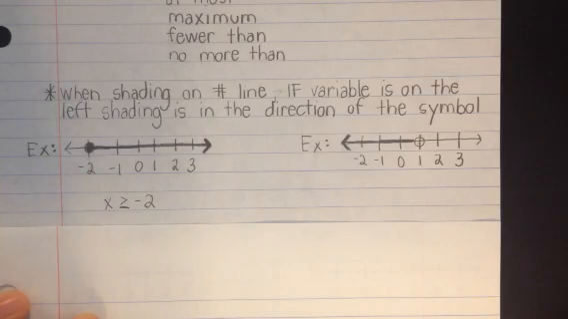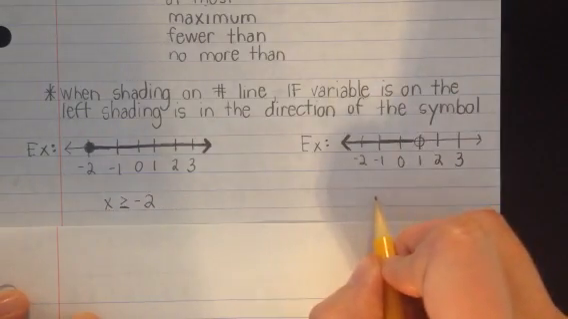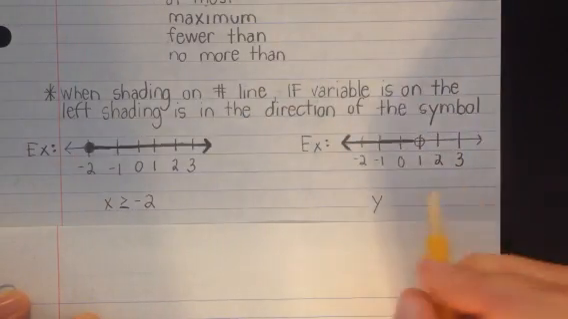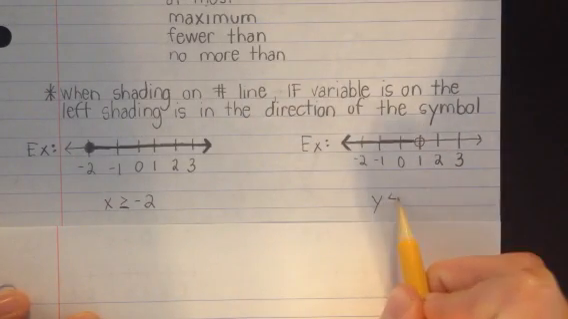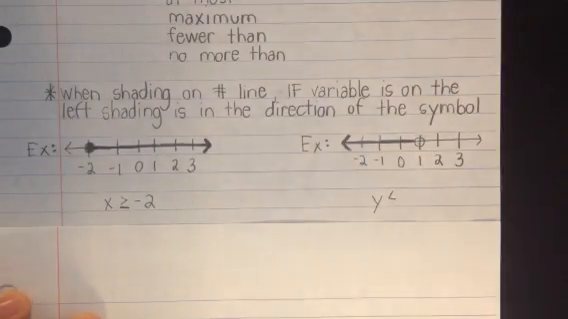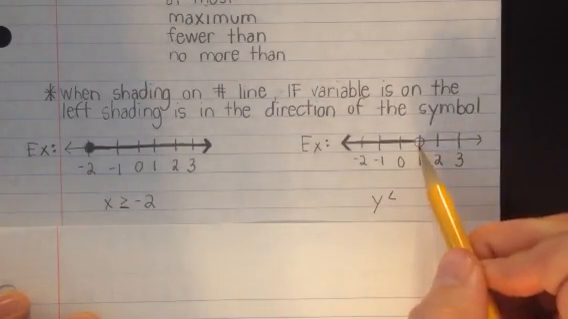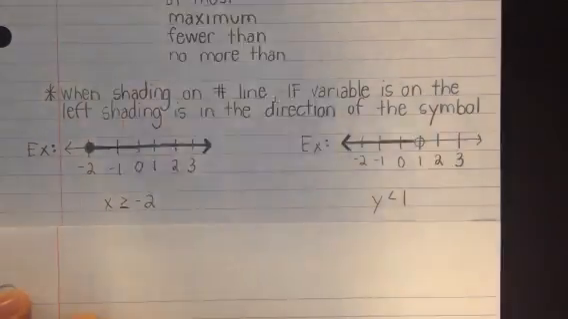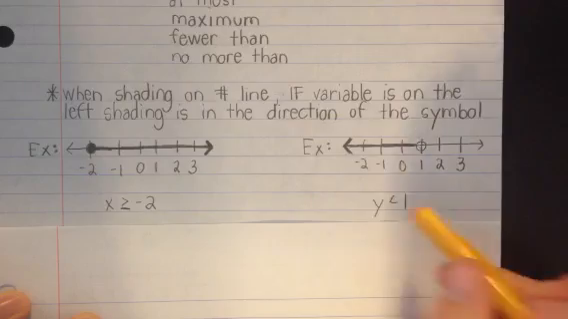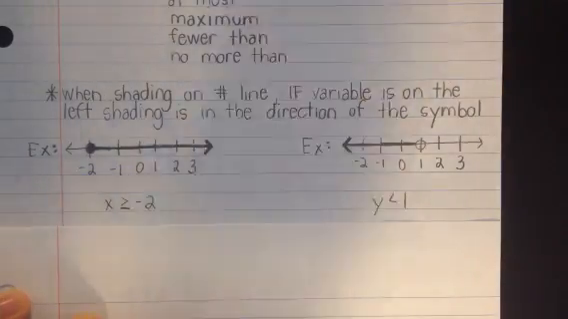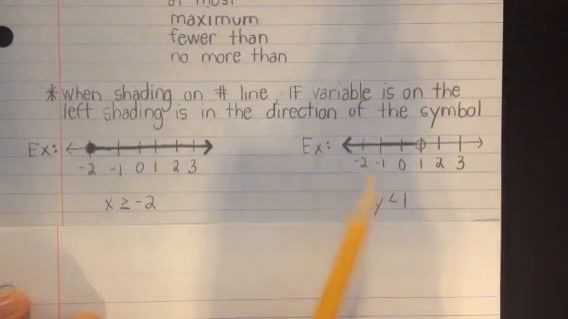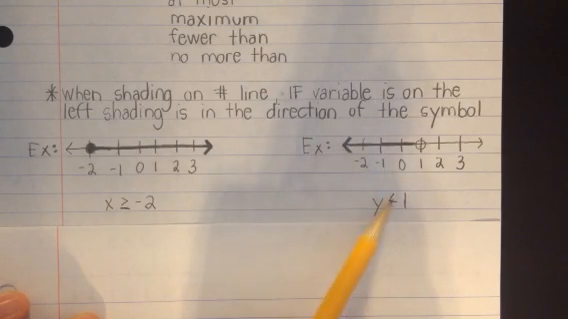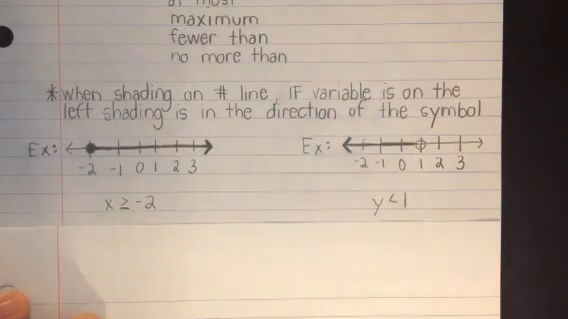Those values are decreasing. So I'm going to pick a different variable. I'm going to say y this time. So y, in this instance, is less than, because my values are decreasing, they're less than what? They're less than 1. And in this case, we do not do the line underneath because the circle is open. And you'll notice, again, my variable's on the left, so my symbol and my arrow here should match, the one in the direction of the shading, and they do match.